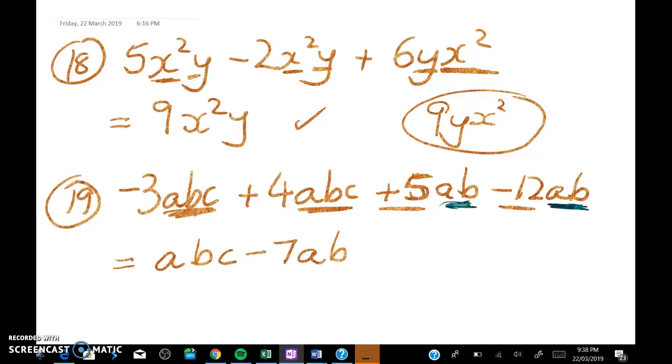So there you go. That's revision of basic like term stuff. Later on in the next week, we're going to put that together with expanding and factorizing. It's a really powerful idea in algebra, and it's really important that you get the hang of it.